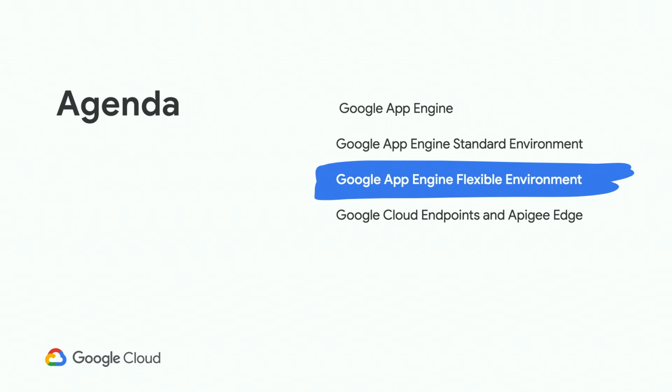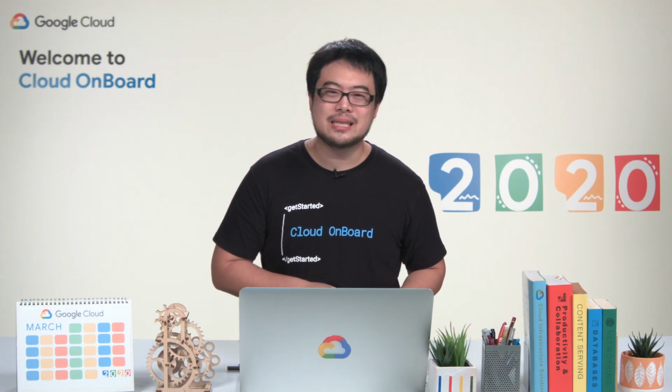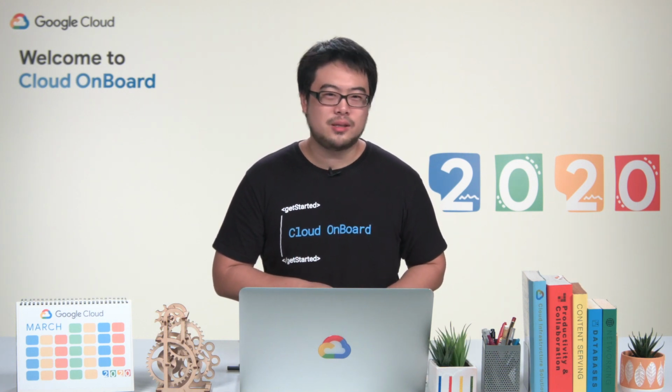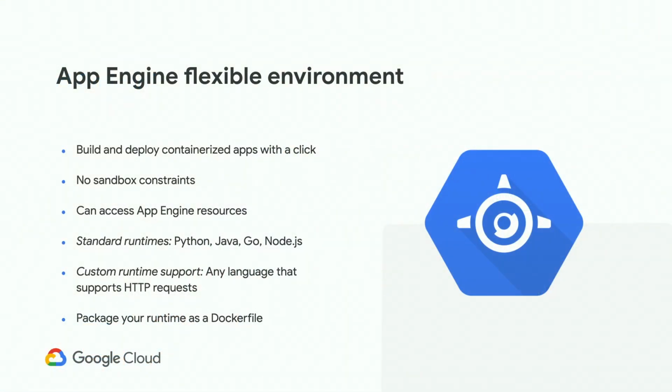But you ask me, wait a minute, that standard way sounds very nice, but it's very hard for me. All our stuff is in containers, or we do need some specific third-party libraries. There are so many things we depend on, and there's nothing I can do with that. Then we heard you, so we have this one called flexible. So what is flexible? Flexible still lets you build and deploy containerized apps with a click. So no sandbox constraints. Basically you can write things to local storage. The standard one supports Python, Java, Go, Node.js, but basically flexible runs things on containers.